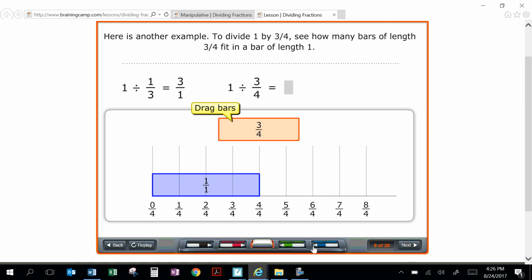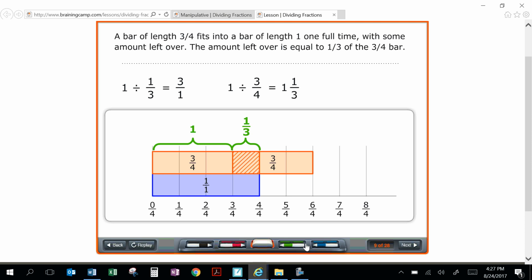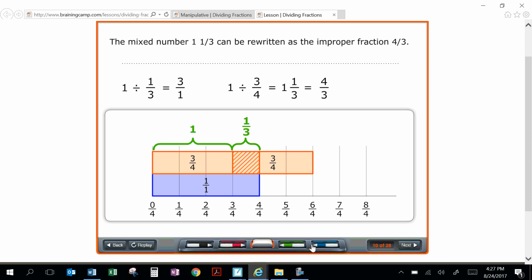Here is another example. To divide 1 by 3/4, see how many bars of length 3/4 fit in a bar of length 1. It's going to be a whole bar, two whole bars, a fractional bar. Let's see. I drag one group of 3/4. Ooh, it doesn't go all the way, so it looks like only 1/3 of this. A bar of length 3/4 fits into a bar of length 1 one full time, with some amount left over. The amount left over is equal to 1/3 of the 3/4 bar. The mixed number 1 and 1/3 can be rewritten as the improper fraction 4 over 3. So, it's 1 1/3 or 4/3 bars that go into one whole. You can see right here, this is 1/3 plus 1/3 plus 1/3 plus 1/3, 4/3.